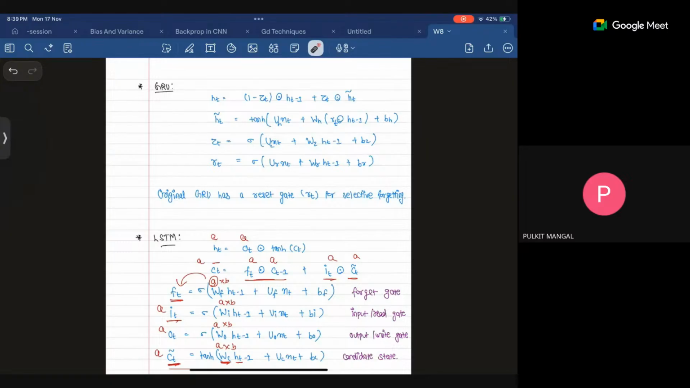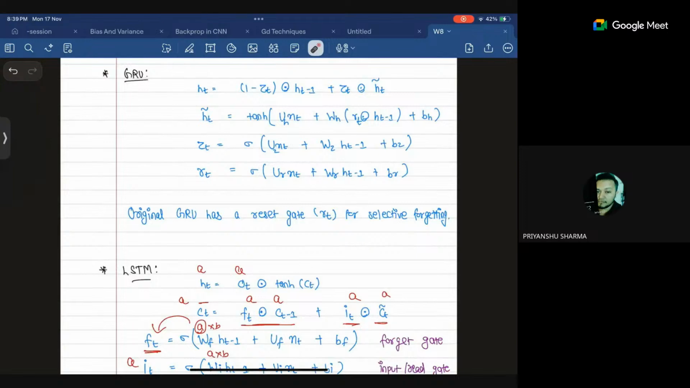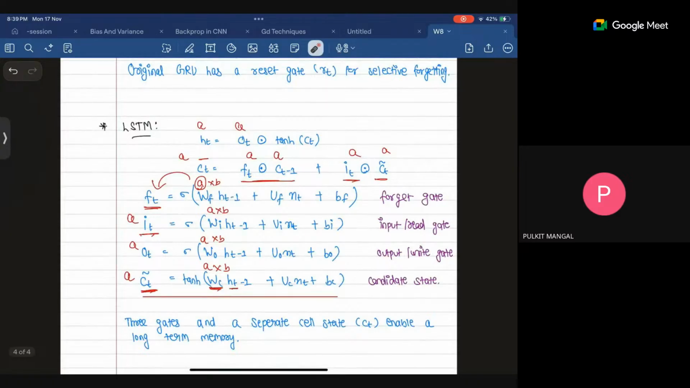Okay, sir, and what advantage does LSTM have over GRU? See, LSTM has more parameters, so it has more flexibility, so it learns better. But of course, because of more parameters, more computation will be there. So the training time for LSTM will be high.